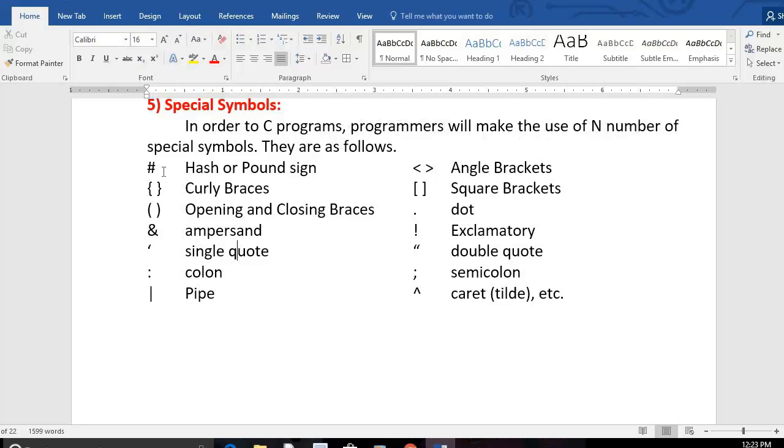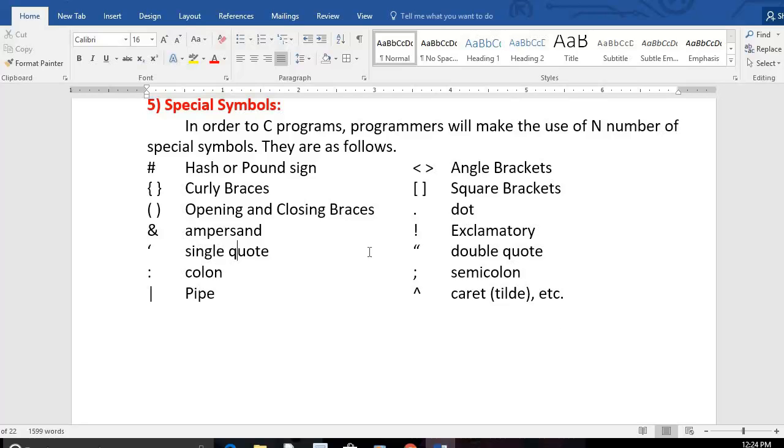They are as follows. Hash we use, called pound or hash sign. Angle brackets, we type the header files. Opening and closing curly braces for the main function. Square brackets to define the arrays. Opening and closing parentheses for printf and scanf. Address of a variable, ampersand, single quote, double quote, colon, semicolon, pipe symbol, caret or tilde, dot. Like this we use a number of symbols. In the exam, if you write these many or some more, the evaluator will be happy.